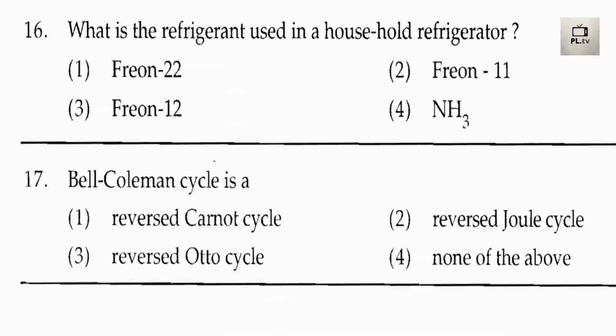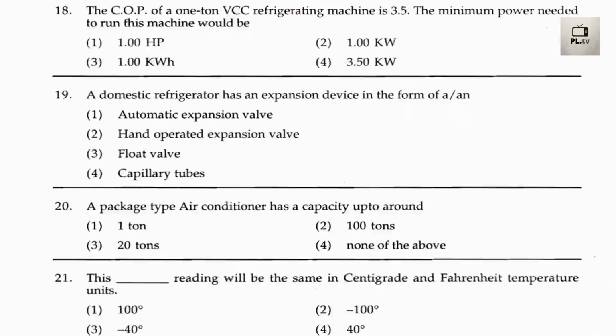What is the refrigerant used in a household refrigerator? The refrigerant used in the household refrigerator is R22, which is basically Freon 22. The correct answer is Freon 22. The Bell-Coleman cycle is the reversed Carnot cycle, reversed Joule cycle, or reversed Otto cycle. The Bell-Coleman cycle is basically a reversed Brayton cycle, but it is also called the reversed Joule cycle. So the correct answer is reversed Joule cycle.